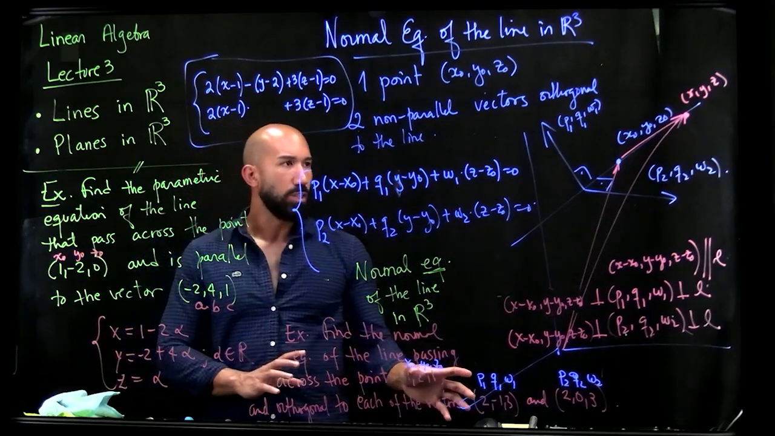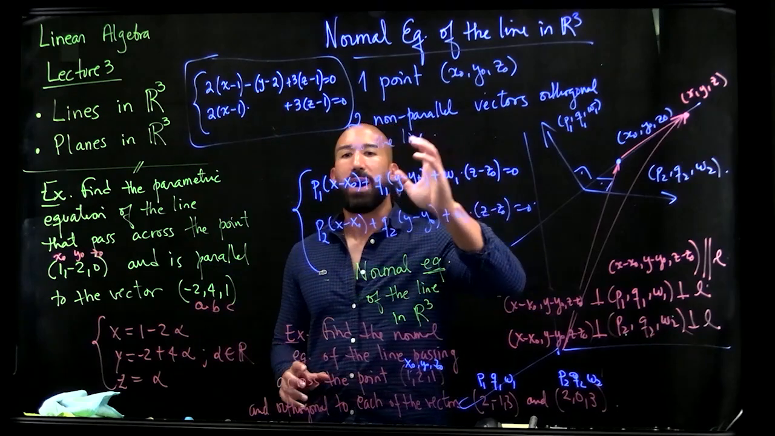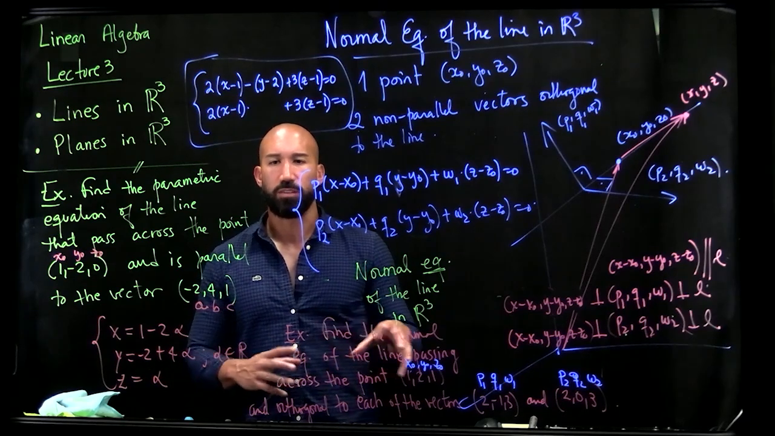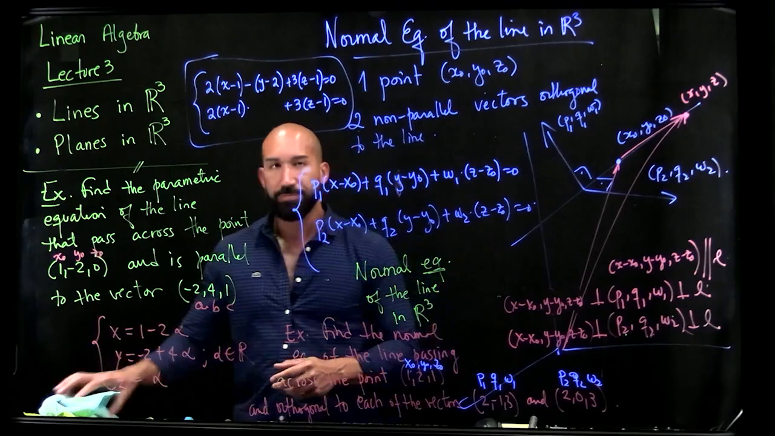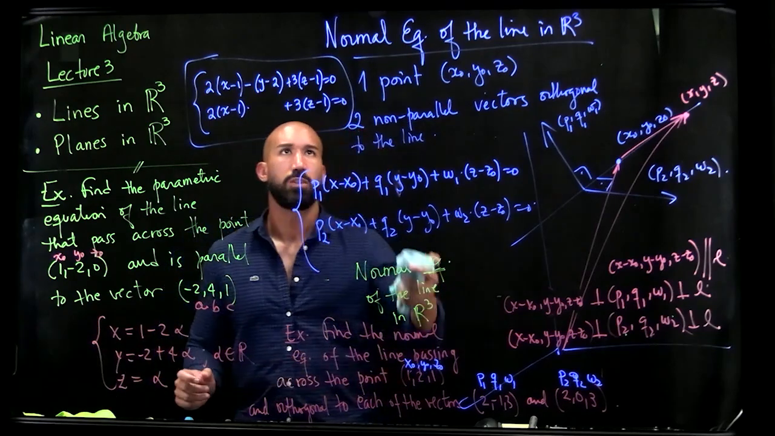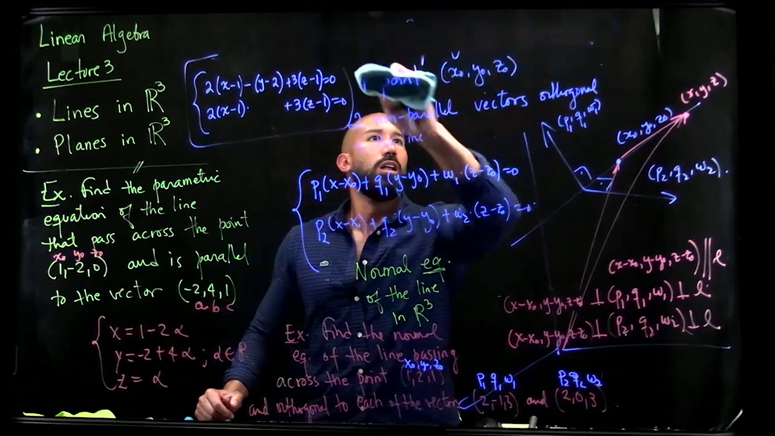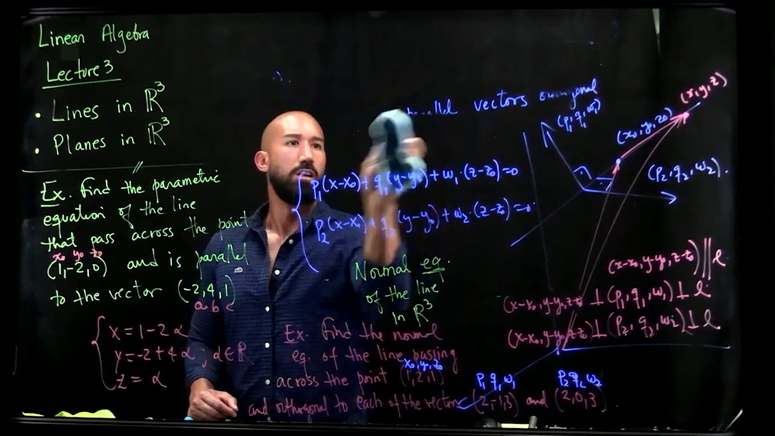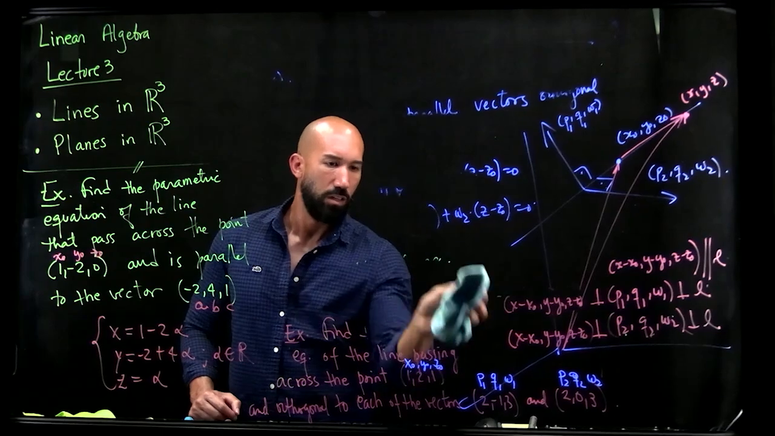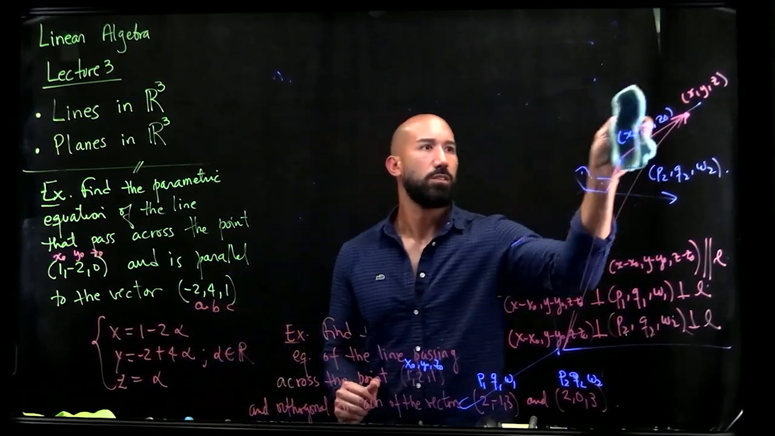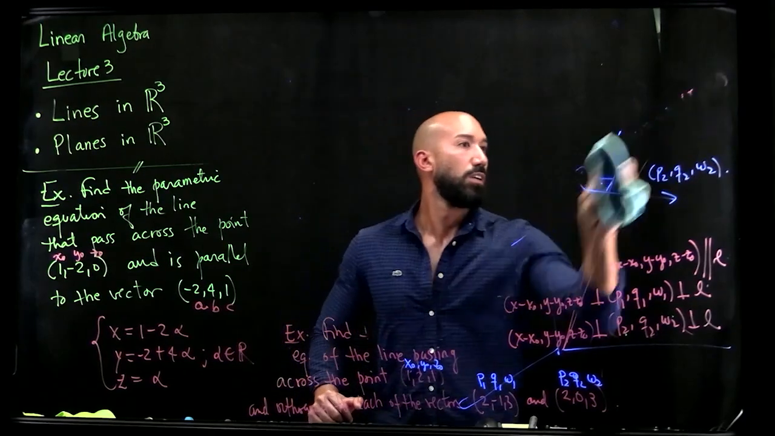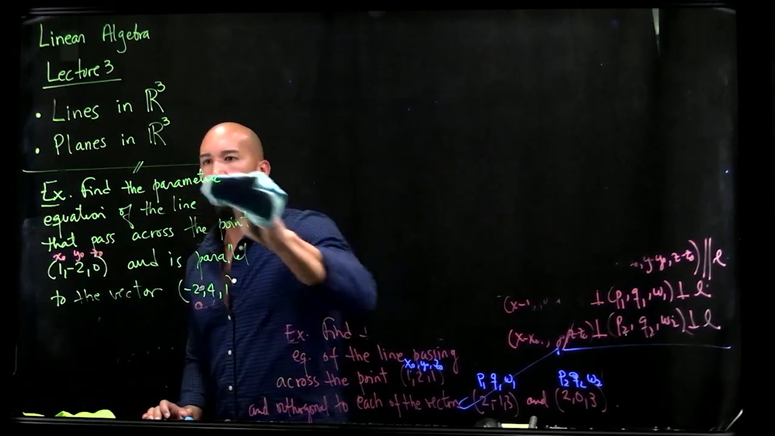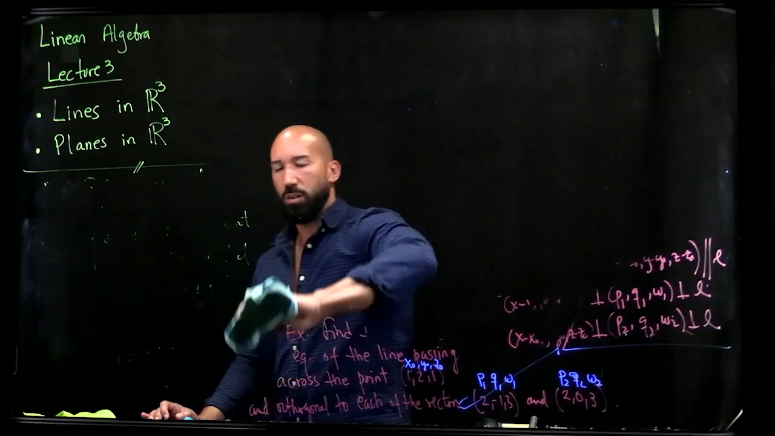So what I'm going to do now is talk about the parametric equation of a plane and the normal equation of a plane in R3, and at the end we are going to do a couple of exercises combining everything. All right? Okay. What about a plane?